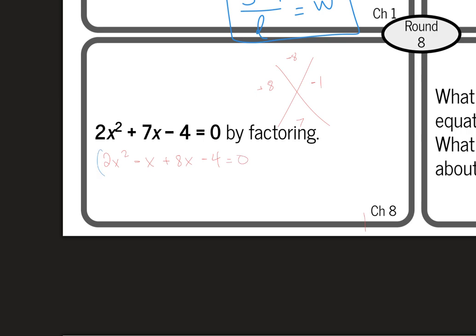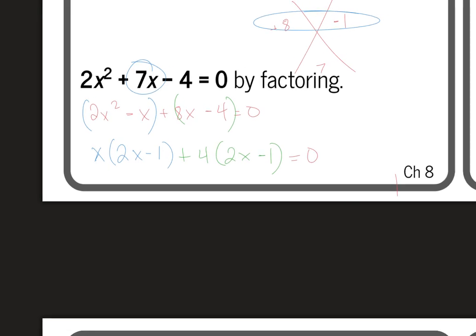And what that means is I've taken 7x and rewritten it as 1 negative x plus 8x. And maybe you already knew that, maybe you didn't, I don't know. But here we go. Now I'm going to factor each group. In this blue group, I have an x in common. So it's 2x minus 1. In this green group, they have a 4 in common. So I have 2x minus 1. And oh my goodness, now they both have a 2x minus 1 in common.